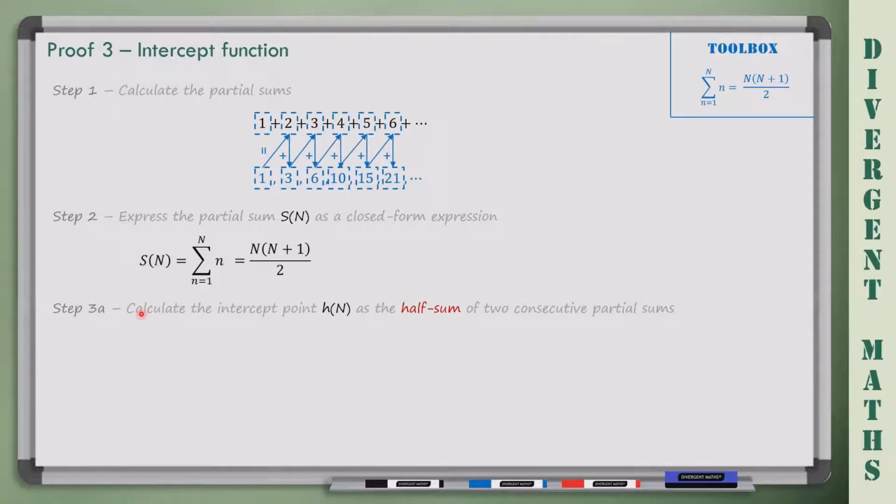Step 3a, we calculate the intercept point h at N as a half sum of two consecutive partial sums. So again, h of N equals the arithmetic average of consecutive partial sums, S at N minus 1 plus S at N. So the first expression, N becomes N minus 1, N plus 1 becomes N, divided by 2, so the 2 becomes 4 at the denominator, plus half of S_N, which is the same expression divided by 2, so N squared plus N over 4. We can see N squared over 4, we have it twice, so therefore we have N squared over 2, and then the N over 4, we have negative a quarter of it, and plus a quarter of it, simplified.